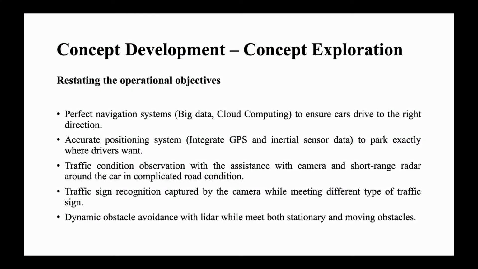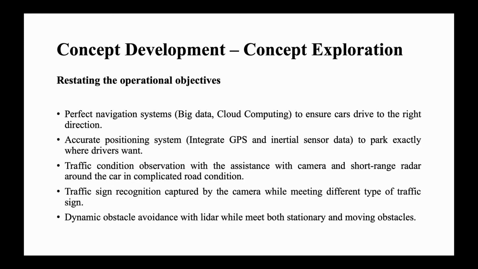At the beginning of concept exploration, operational objectives are restated. We need perfect navigation systems to ensure cars drive in the right direction. Cloud computing, big data, and other technologies are used to monitor climate data and road conditions in real time, so that the car can make the most time-saving, convenient, and safe road planning during driving. An accurate positioning system lets the car park exactly where drivers want.